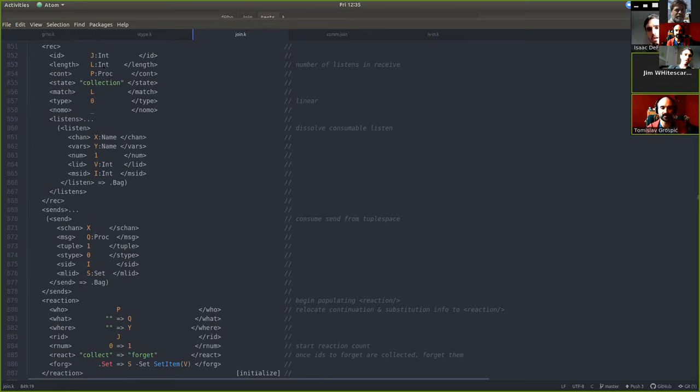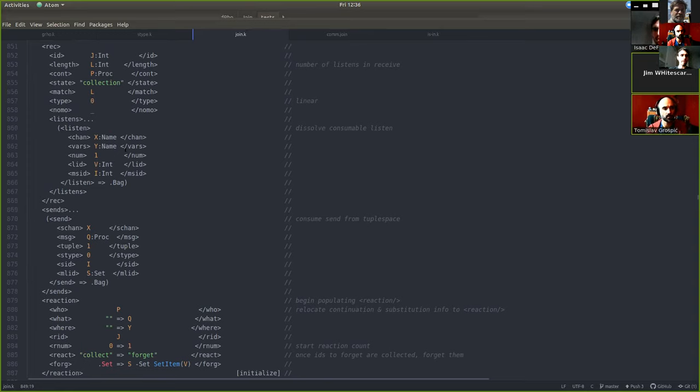So let me see what we're doing here. Okay, so this is my initialized transition, and basically the initialized transition is essentially saying that once the receive knows that it's matched the right number of things and it starts putting some information into this reaction cell, the state changes to collection, and that's just to signify that it's moving information into this reaction cell at this point.